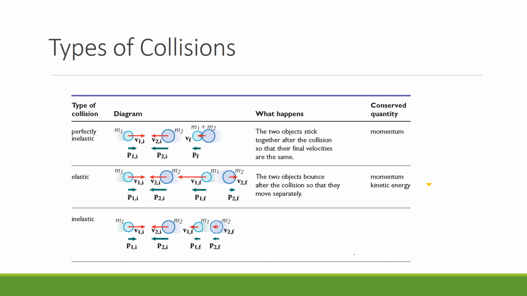While in inelastic collision, take care of this. It's not perfectly inelastic. It's an inelastic collision. The two objects deform during the collision so that the total kinetic energy decreases, but the objects move separately after the collision. And the only conserved quantity in this case is momentum.